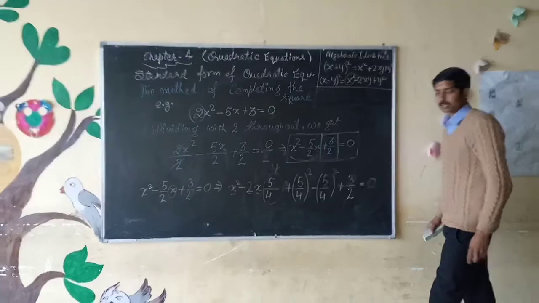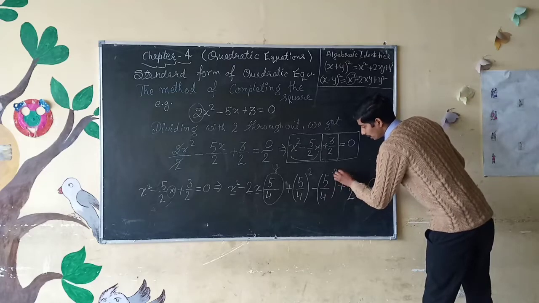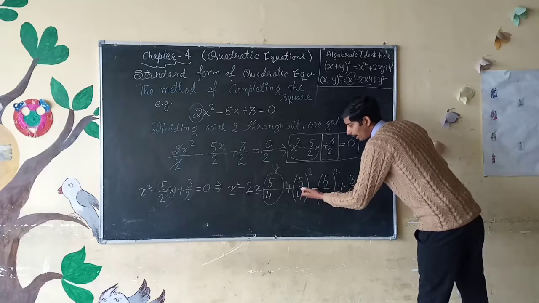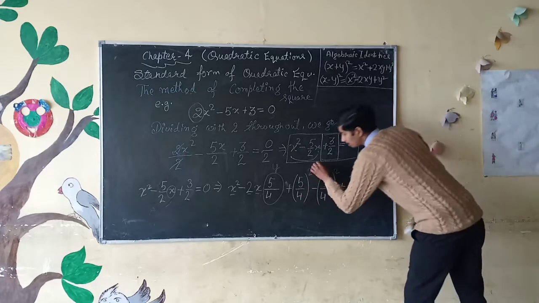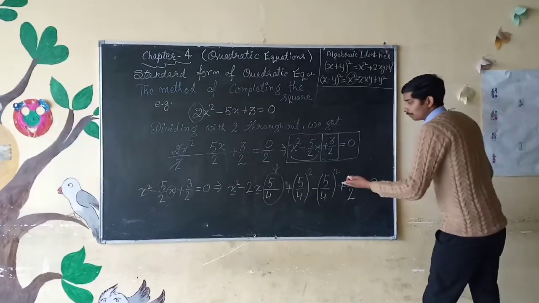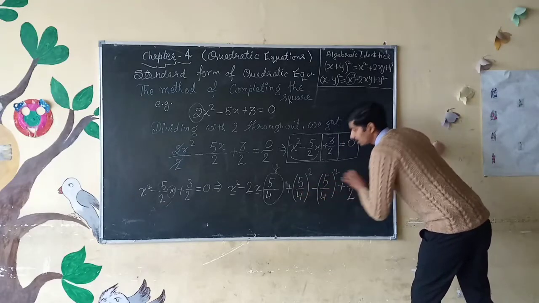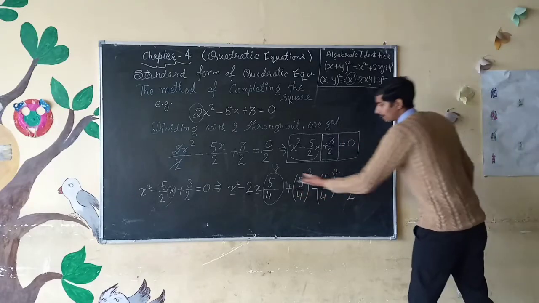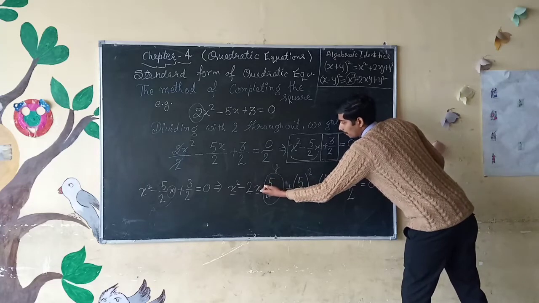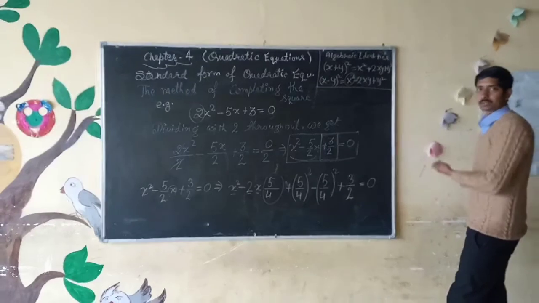Is this interesting or not? 5 upon 4 whole square I have subtracted and the same I have added. It means the same numbers but with different signs. What happens? These two things will cancel each other. Again we get x square minus 5 upon 2x plus 3 upon 2 equals to 0.